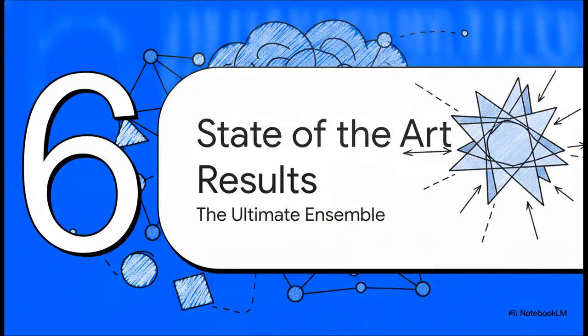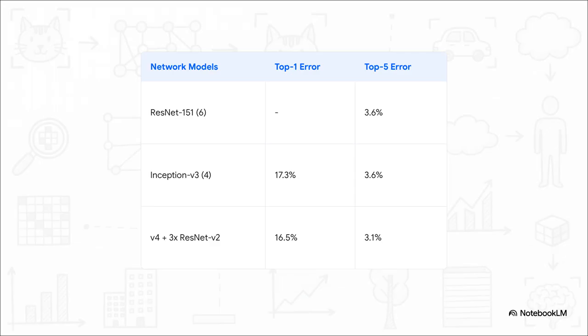Finally, Section 6. State-of-the-art results and the ultimate ensemble. If these individual models were this good on their own, what happens when they form an ultimate ensemble? Look at these results on the validation dataset. A previous state-of-the-art 6-model ResNet ensemble hit a 3.6% top 5 error. An ensemble of 4 older Inception-v3 models also hit 3.6%.